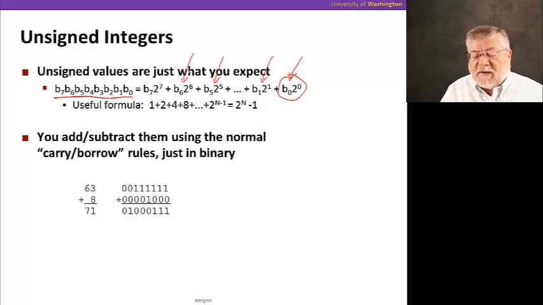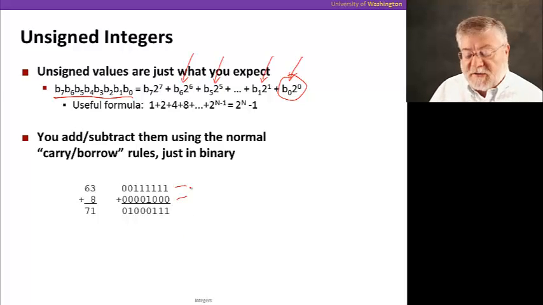So let's take a look at a simple example of addition and subtraction using basically the normal carry-borrow rules that we use for decimal addition and subtraction, only in this case, since we have base 2 numbers, we'll be doing things with only the digits 0 and 1. Here's an example. 63 plus 8 is, of course, equal to 71. The number 63 is represented by these bits. The number 8 is represented by these bits, and you should make sure that that makes good sense to you.